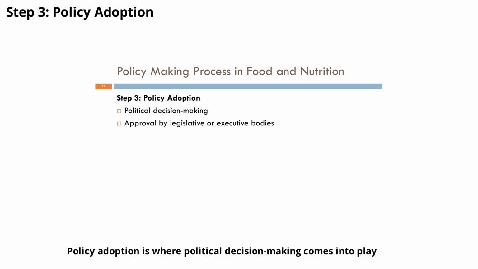Policy adoption is where political decision-making comes into play. Policies are reviewed and approved by legislative or executive bodies. This step is critical because it determines whether a proposed policy becomes official and enforceable. Political will and leadership are essential at this stage to move policies from paper to practice.